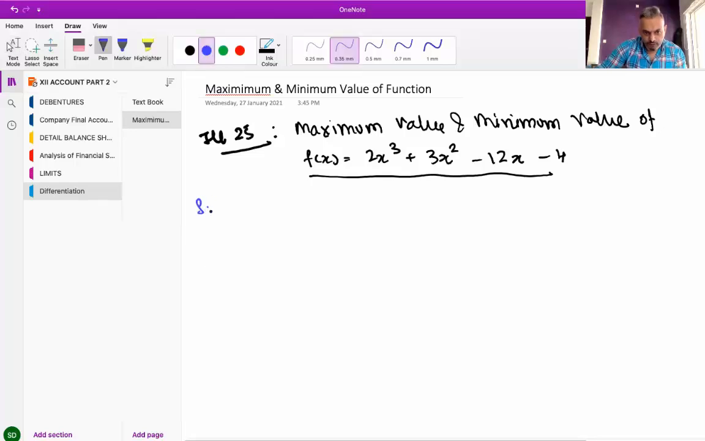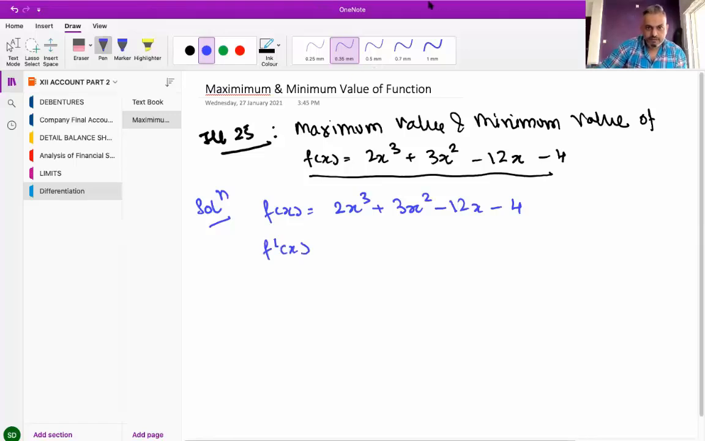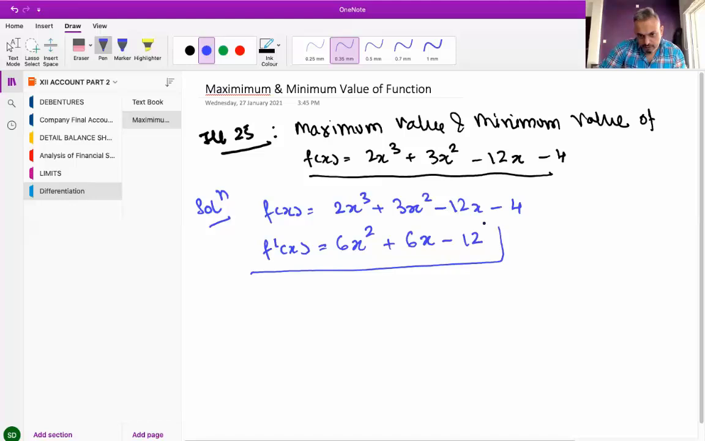Now solution. f(x) = 2x³ + 3x² − 12x − 4. Now we find the first order derivative. So f'(x) = 3 × 2 is 6x² + 3 × 2 is 6x − 12. So we got this equation.